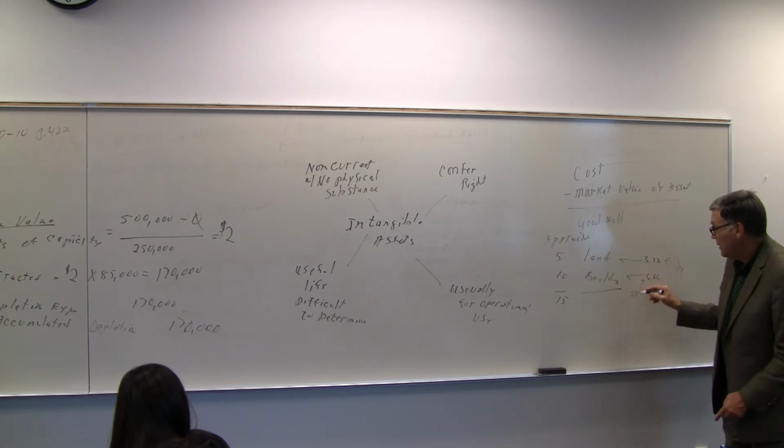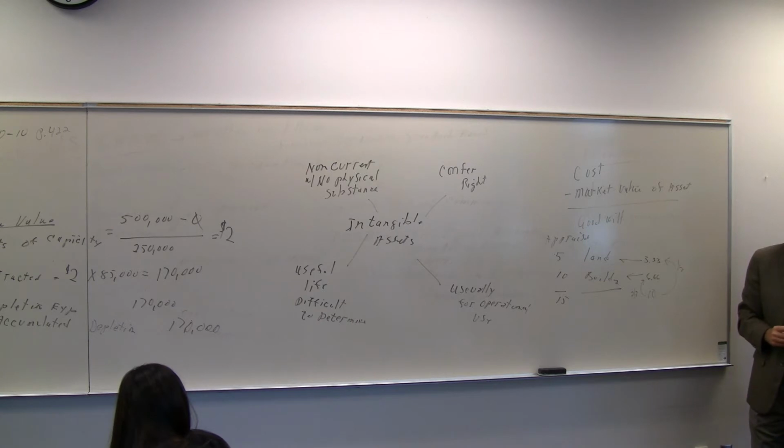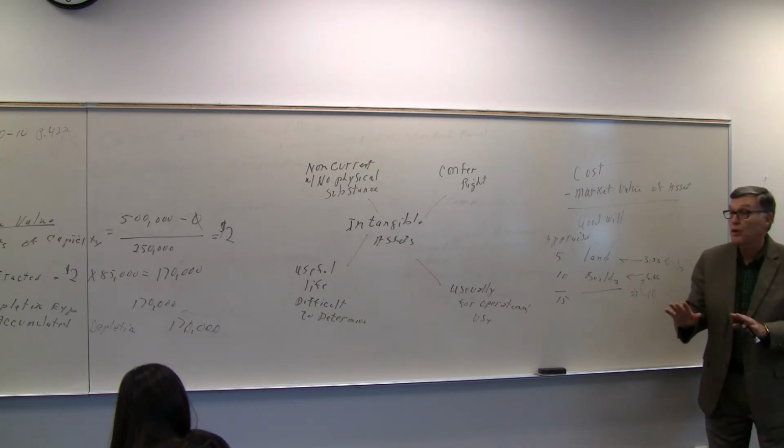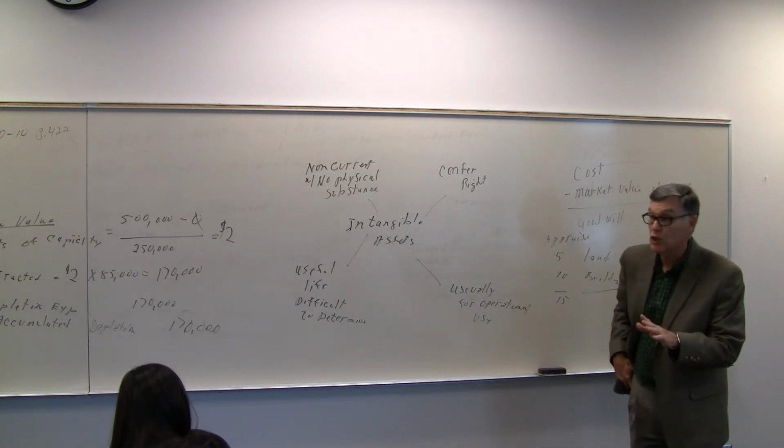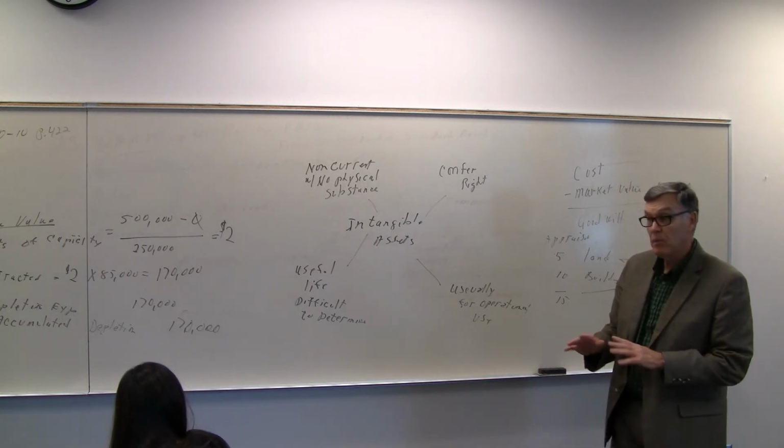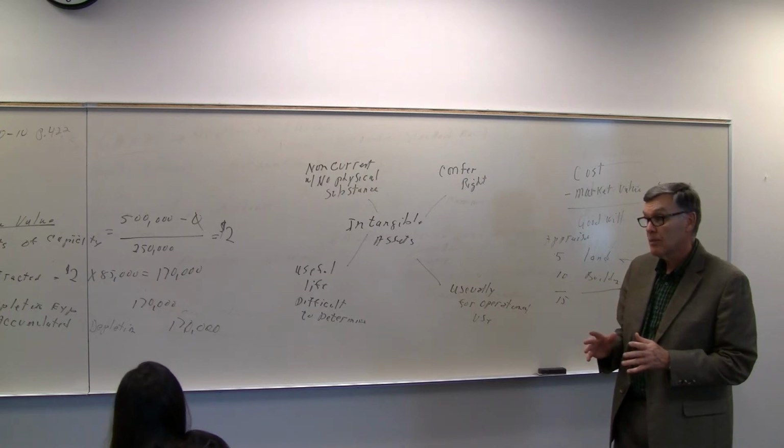Does that make sense? Are you talking in thousands? Let's just make it $10. I'm just putting numbers up here that are easy to work with, and they're just for illustration. So you're saying a third of the value is the land?